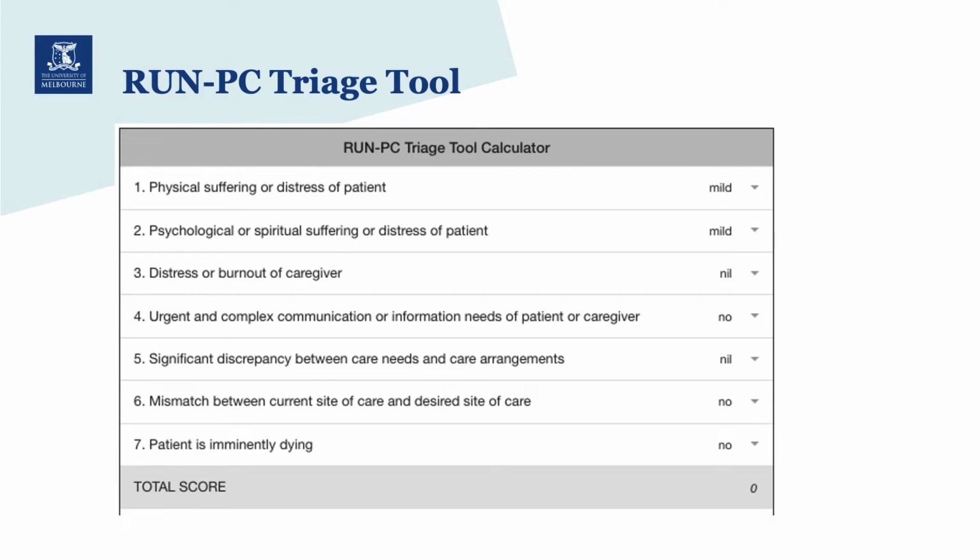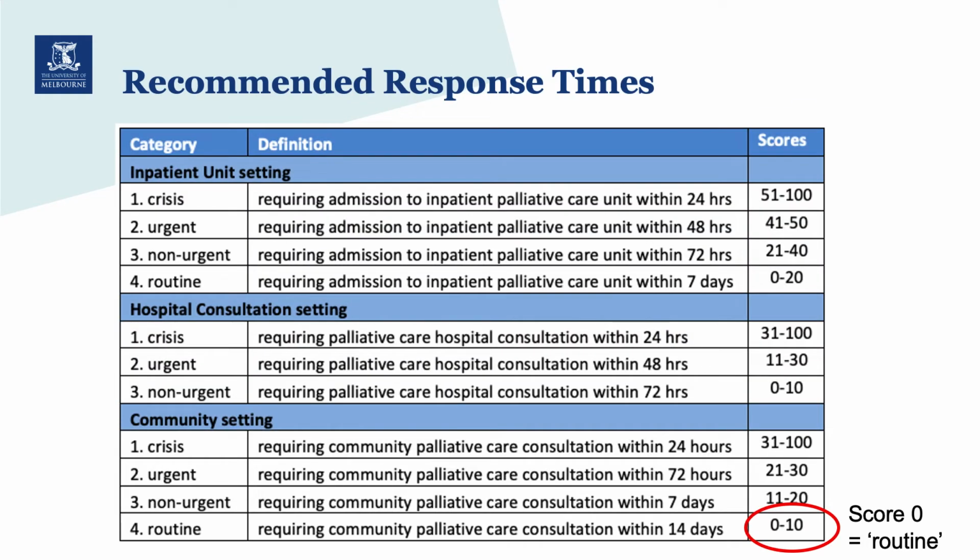There was no significant discrepancy between care needs and care arrangements, nor a mismatch between his desired site of care and his current site of care, and he's clearly not imminently dying. So overall, he actually scores 0, and this is a good example that would fall in the routine category. A good example that scoring 0 doesn't mean that they're not appropriate for specialist palliative care. The decision about whether or not he's appropriate and eligible for specialist palliative care is separate to the triage and assignment of priority and urgency. So in fact, early referrals like this should be encouraged.